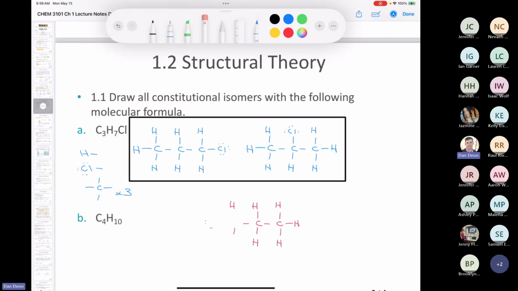So I'm just going to erase this one here in the interest of time. And let's try the next one, C4H10. So now we've got 4 carbons and we've got 10 hydrogens. But we know that hydrogen only ever forms one bond. So one possibility would be to put, I'll use the red pen, all 4 carbons in a row like this.